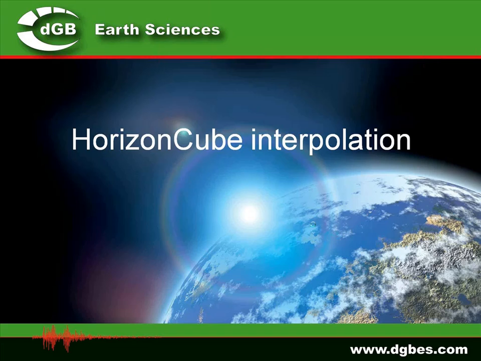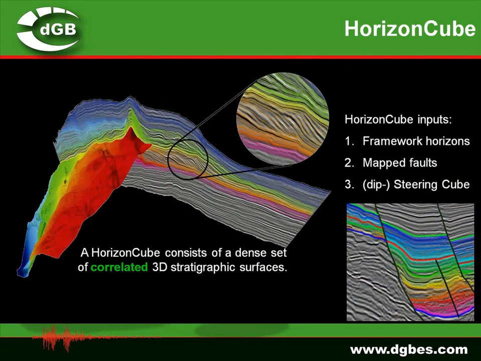Now, some of you are very familiar with the horizon cube, and some are not. I will just briefly explain that the horizon cube is a very dense set of correlated 3D stratigraphic surfaces. They are created automatically from the seismic data by, one, we map out the framework horizons, say the top and the bottom of the sequences. We map the faults if they are large. And then we use the dip and azimuth derived from the seismic data to create all these internal surfaces in the subsurface.